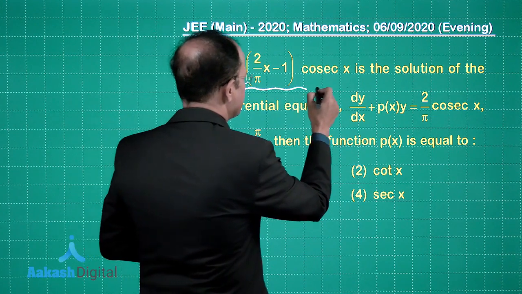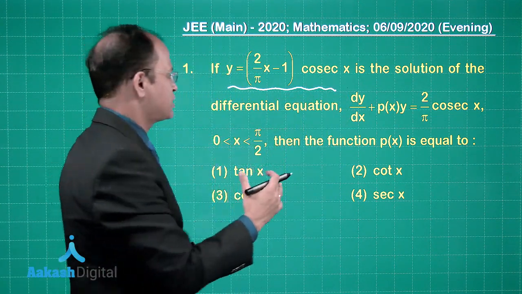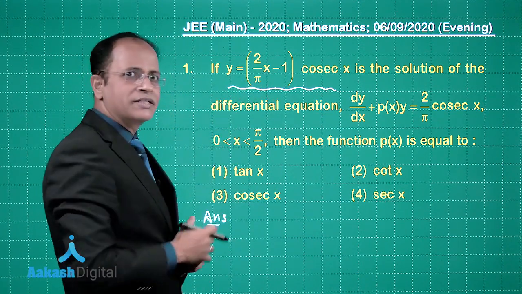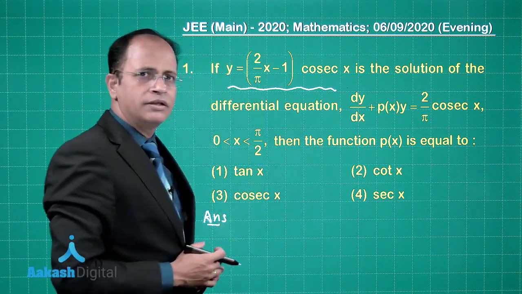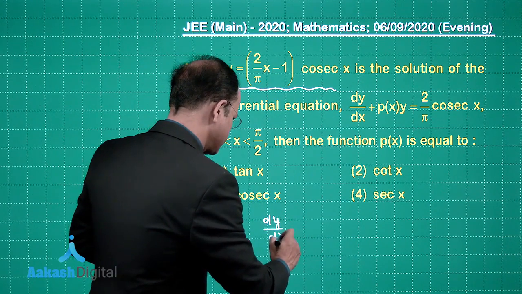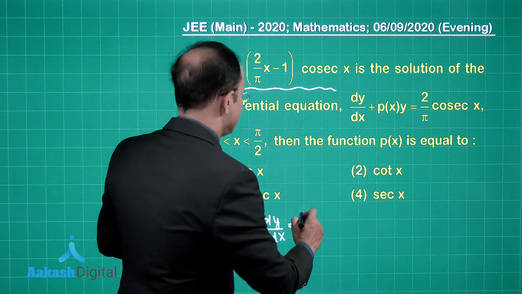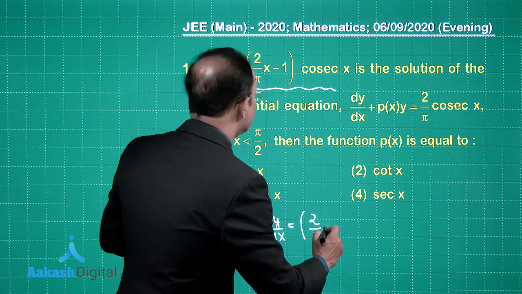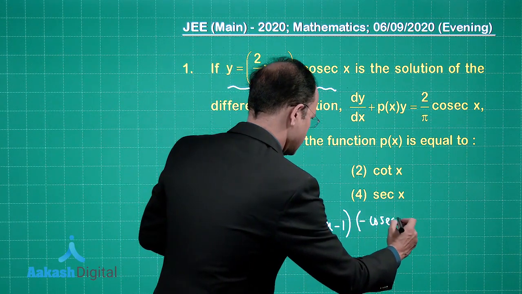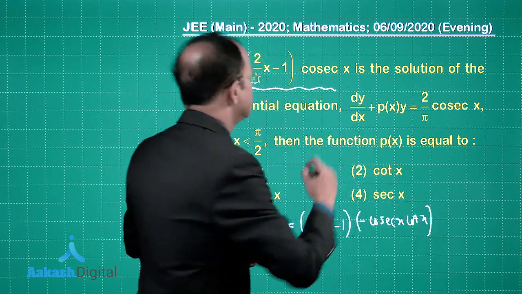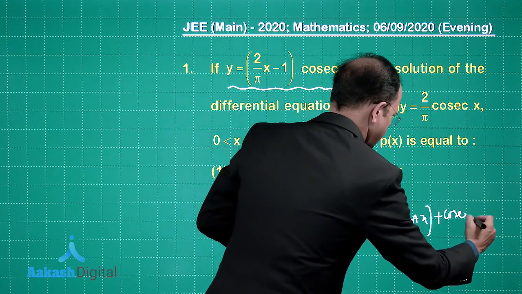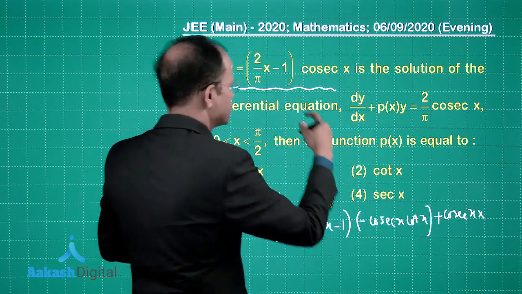You have been given y is equal to this 2 by pi x minus 1 cosec x is the solution. So what we can do in this case, you can just find dy by dx from this first expression we have. So that means we can write it as dy by dx is equal to, we have 2 upon pi x minus 1 and this is minus cosec x cot x. Then we take cosec x and we differentiate 2 upon pi x minus 1, that is 2 upon pi.